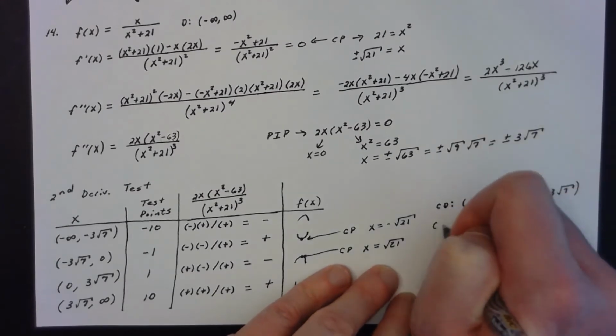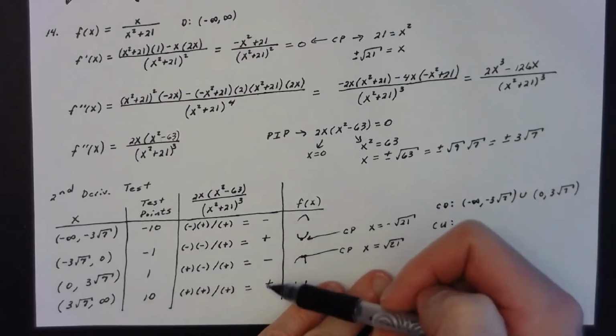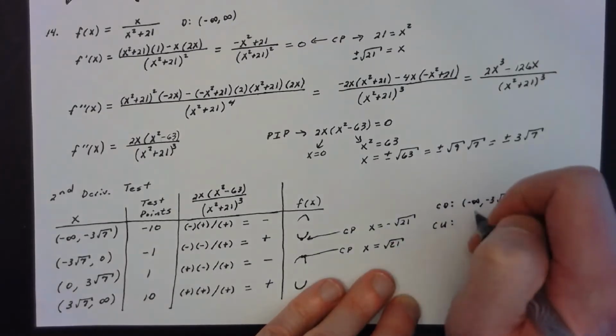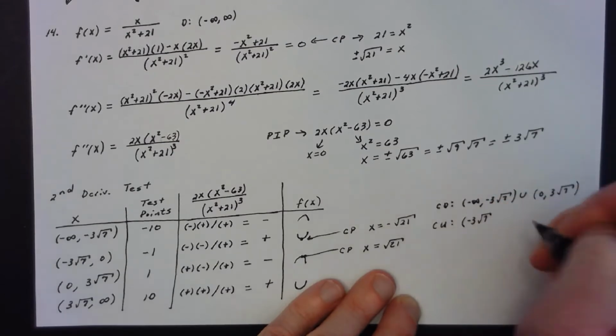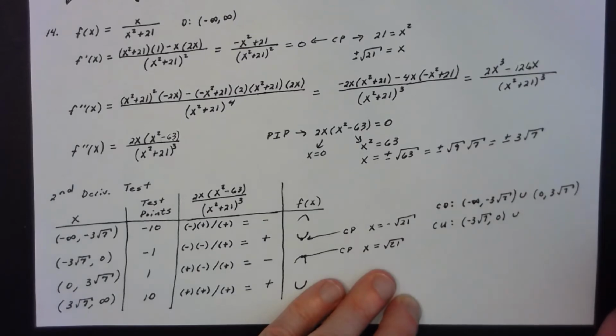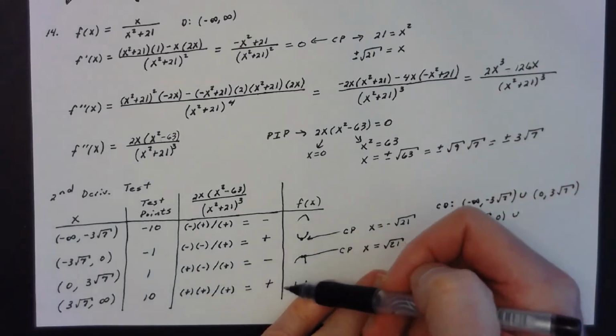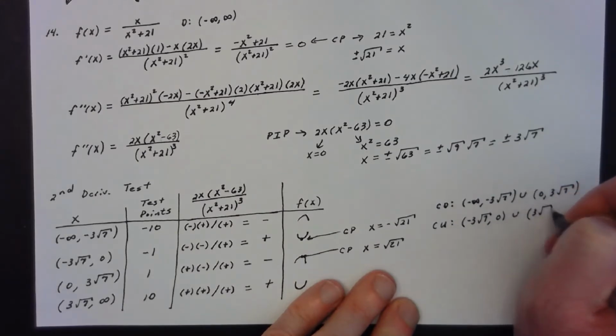And then they will ask, when is this function concave up? Well, it's concave up whenever the second derivative is positive. And you would say, well, that's going to be from negative 3 on the root of 7 up to 0, union, and then the other portion where it's concave up, where the second derivative is positive, is going to be from 3 root of 7 up to infinity.